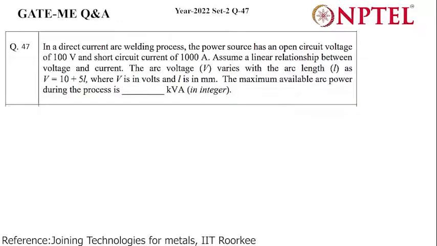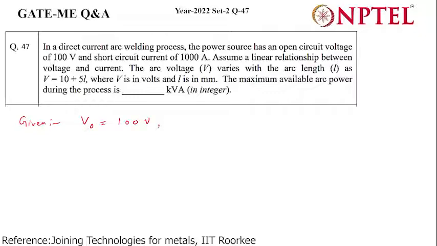We are going to solve this year 2022 set 2 question 47 from GATE Mechanical Engineering paper. The question is as follows. In a direct current arc welding process, the power source has an open circuit voltage of 100 volt. We'll write our given data. Your V0 is equal to 100 volt.